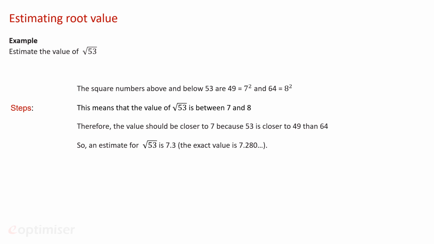We are only estimating it. So it can be 7.4, 7.2, but we are estimating, and 7.3 could be the ideal one. But it can be 7.4 or 7.2 as well. This is only an estimation. This is not the exact value, but 7.3 we are estimating as the square root of 53.